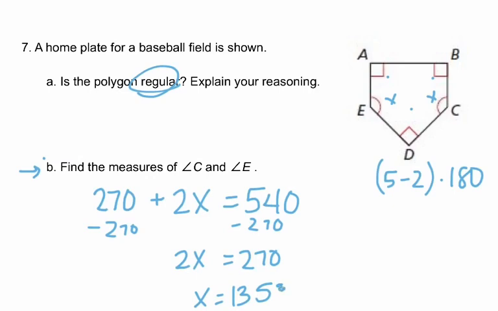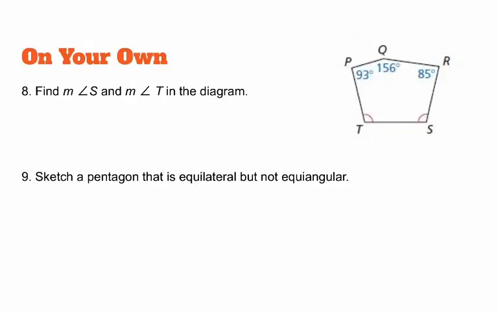Now, to answer question A, is it regular? Well, no, it's not regular because not all 5 angles are the same measure. 3 of them are 90, 2 are 135. So no, they are not all equivalent. All right, I want you to go ahead and do number 8 and 9. So pause the video and then I'm going to pull up the answers here in a second.